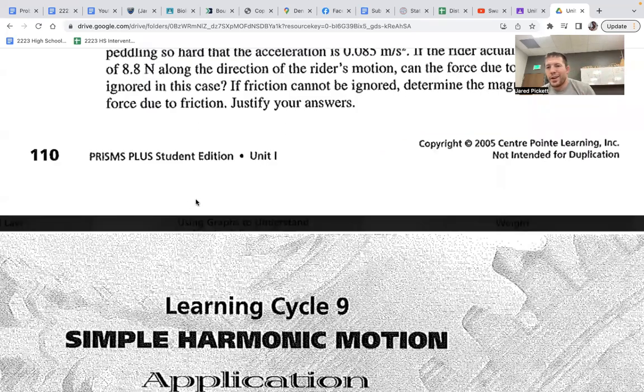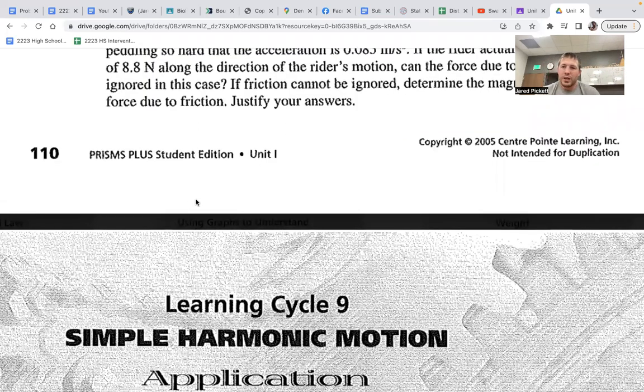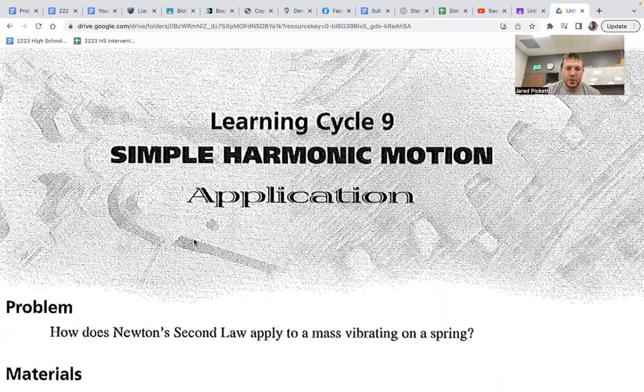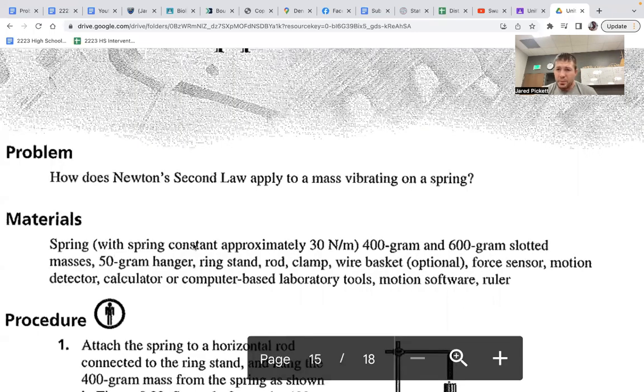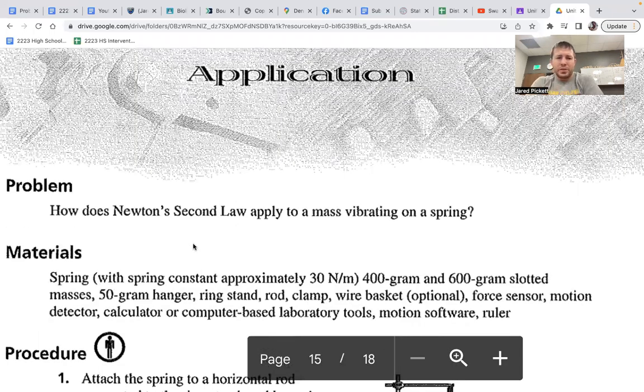Okay, so hopefully this practice was helpful for all of you. I want to make sure that when you guys get set up for your simple harmonic motion lab, we understand what we're doing. So we have a spring. Don't worry about the spring constant. That's more for me. I don't really pay attention to that, to be honest with you.